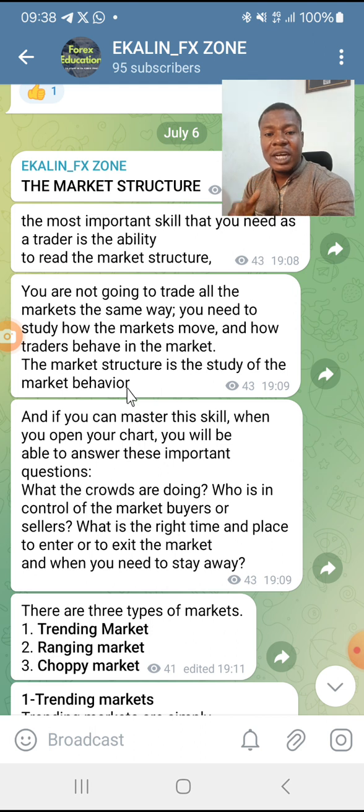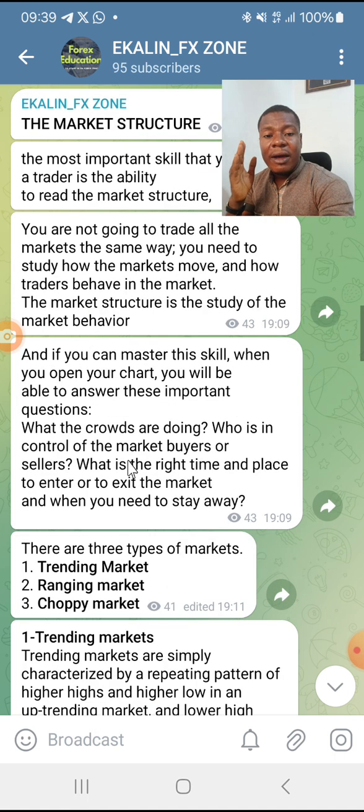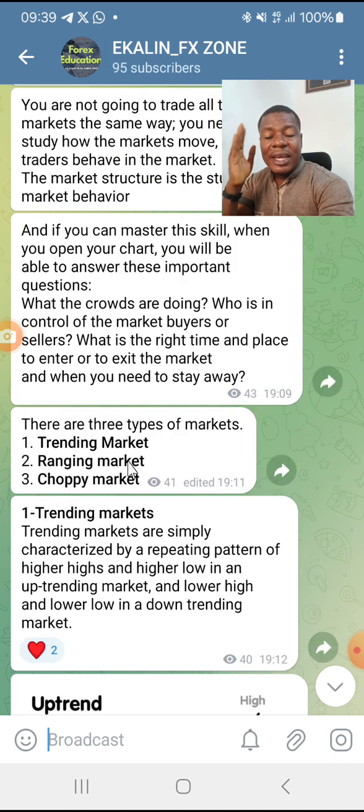When you open your chart, you should be able to answer the following questions: who is in control of the market, the buyers or the sellers? What is the right time and the place to enter or exit the market? The right time to enter, the right time to exit, and the right time to stay away from the market. These are questions you should be able to ask yourself as a price action trader when you have the skill of market structure. So let's delve into it right away.